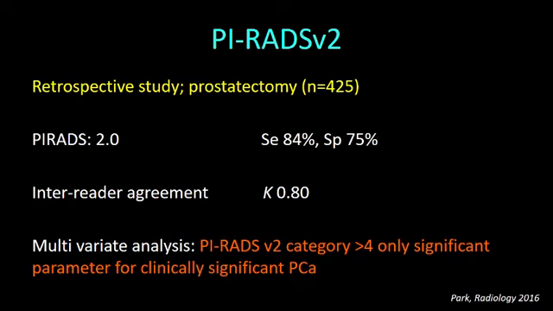There are so many articles, I'm just going to concisely tell you a few big ones. This was a fairly big study, 425 patients, and the reference standard was prostatectomy, where they looked at PI-RADS version 2 and got great sensitivity and specificity. And the best part was the inter-reader agreement. Kappa was 0.8, which was very good. And not only that, in the multivariate analysis, the PI-RADS version 2 category of lesions greater than or equal to 4 were the only significant parameter for clinically significant cancer.